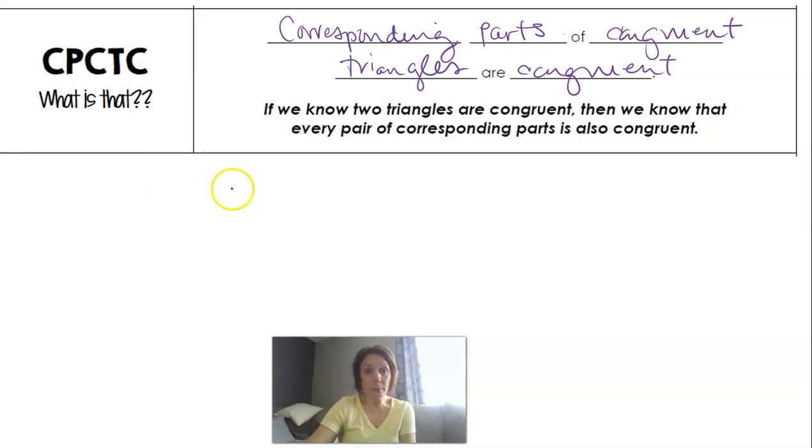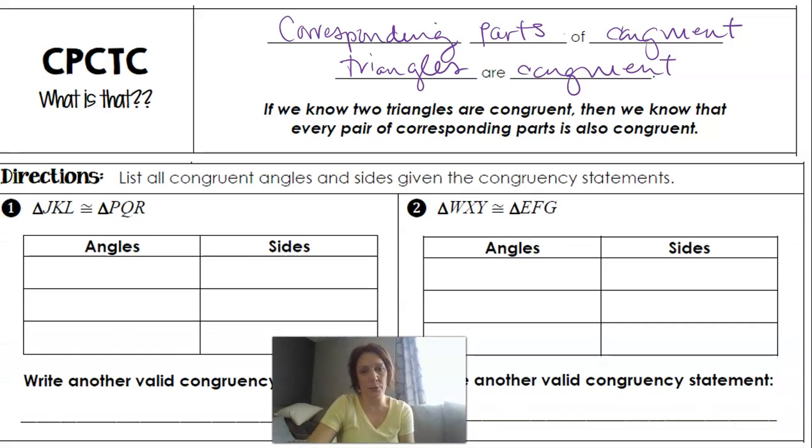So here's another way to say it. It says if we know two triangles are congruent, then we know that every pair of corresponding parts is also congruent. All right, so let's try an example. CPCTC.